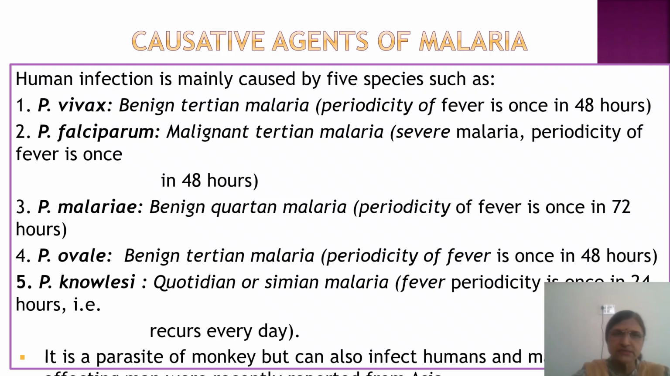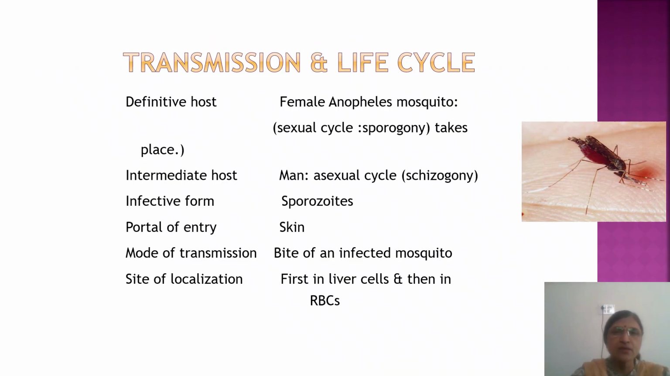P. ovale is similar to vivax, that is benign tertian malaria, and the fifth species newly added is P. knowlesi, so it is quotidian or simian malaria, with fever every day, that is once in 24 hours. It is a parasite of monkeys but can infect humans also, so it is considered the fifth agent. Now, transmission and life cycle of malaria. Definitely the host is the female Anopheles mosquito, because the sexual cycle, that is sporogony, takes place in the mosquito.